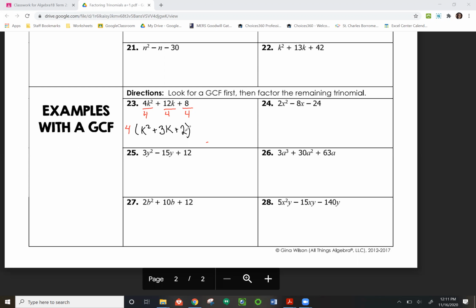Okay, so now let's go ahead and factor. Since this is a trinomial, we're going to be able to factor it, and the leading coefficient to the k squared term is just 1. So my 4 will stay out there. And then this guy right here will factor into 2 binomials. I need 2 numbers that multiply together to give me 2 and add together to give me 3. Well, 2 times 1 is 2, 2 plus 1 is 3. So positive 2, positive 1. And that's your final answer.